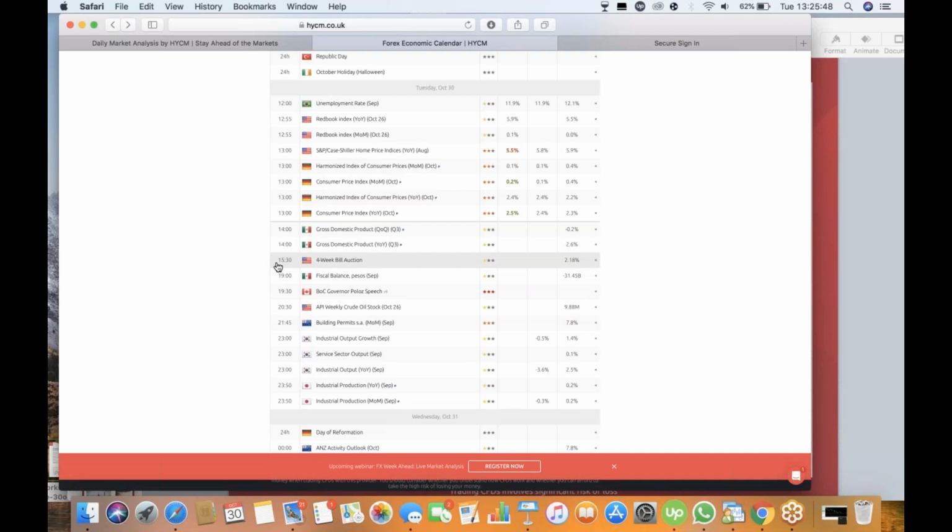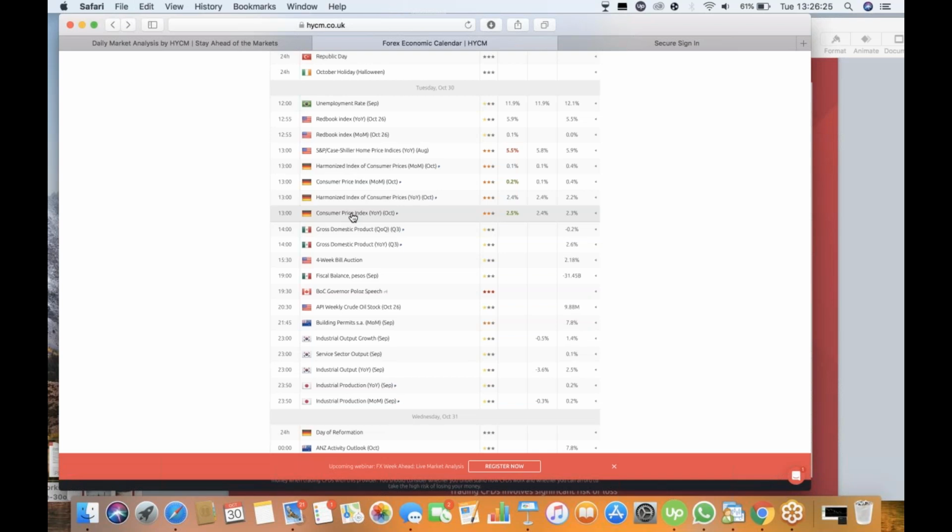We have a very interesting speech coming up by Governor Poloz. Governor Poloz is the Canadians' governor. The key thing to remember about Poloz is that he can surprise the market. I've mentioned it before in the weekly review.